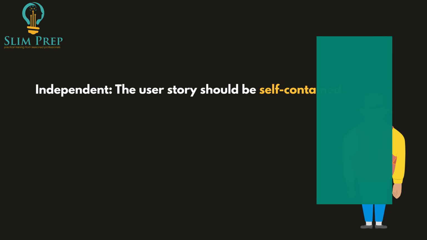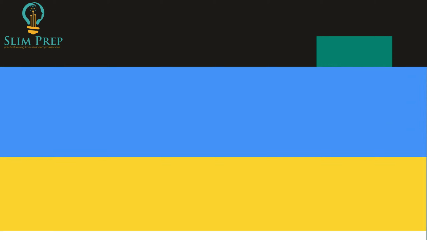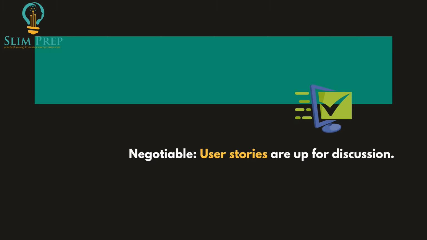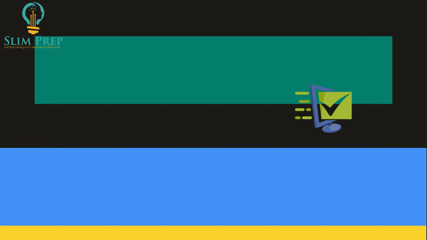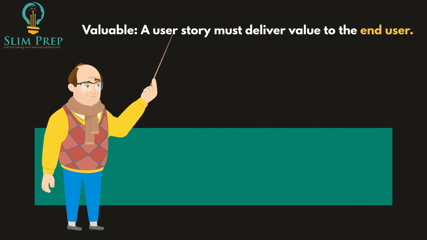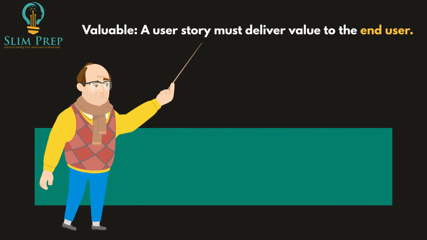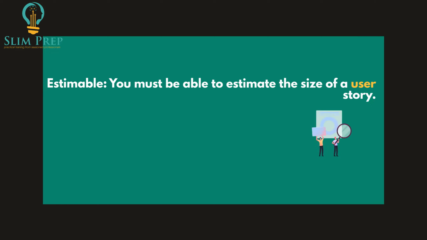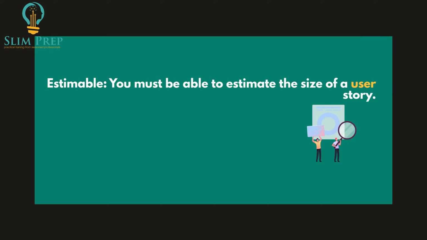Independent. The user story should be self-contained. Negotiable. User stories are up for discussion. Valuable. A user story must deliver value to the end user. Estimable. You must be able to estimate the size of a user story.